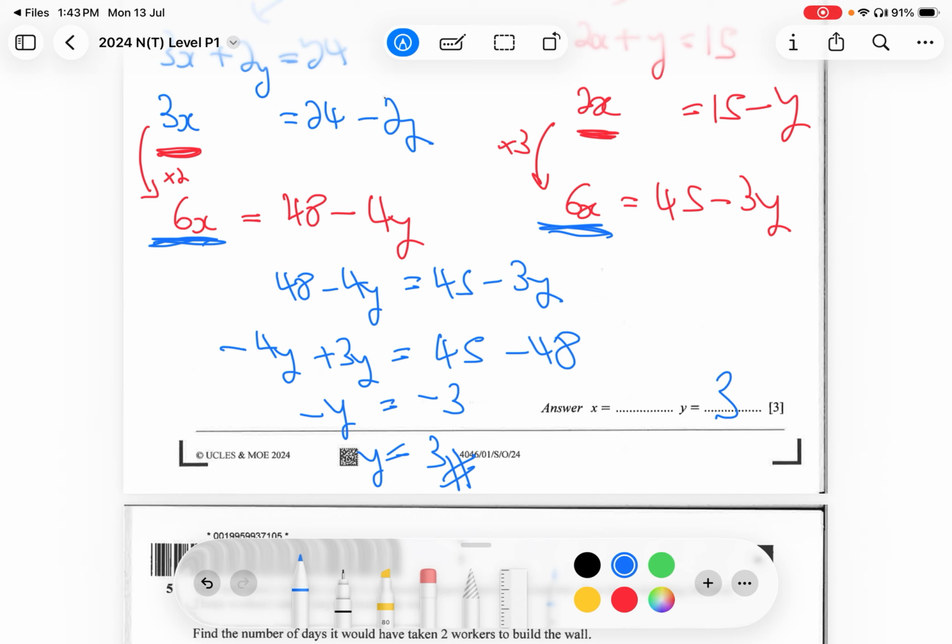Then now I must find x. Let's say I put this y as 3. 6x will be 45 minus 3 times 3. The y is 3. This is 36. X will be 36 divided by 6. Which will be 6 lah. X will be 6. That's my answer. X is 6. Y is 3. Okay, for this one. Okay, for this part. The next one.